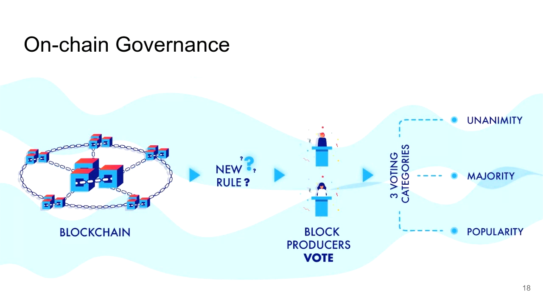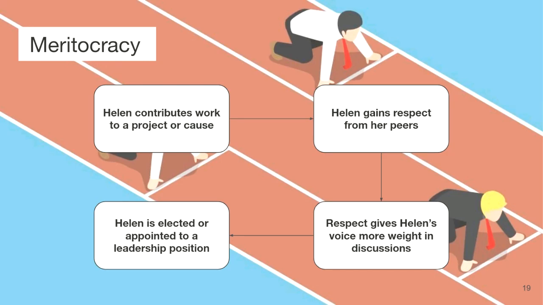Now, the last form of, oh, I forgot I had this slide. So this is basically how meritocracy works in a social sense. Helen contributes some work to a project or a cause. She gains the respect from her peers for doing that. That respect gives her voice more weight in discussions. And as a result, she's given the right to participate in a leadership decision. And that could be as an appointed representative or as a pure voting participant in a network. This is a basic construct of a meritocracy.